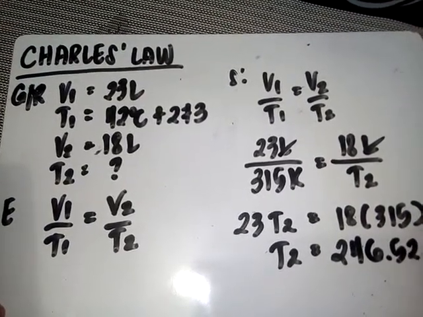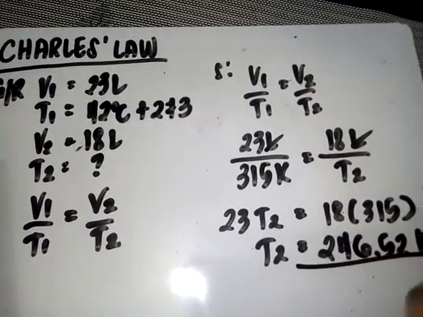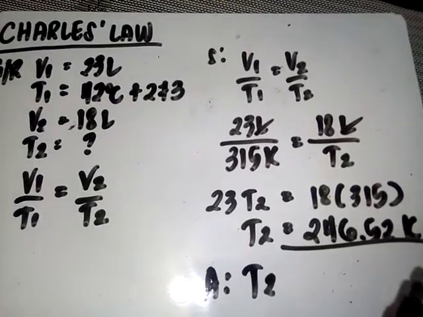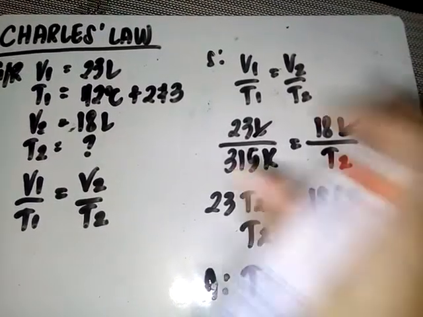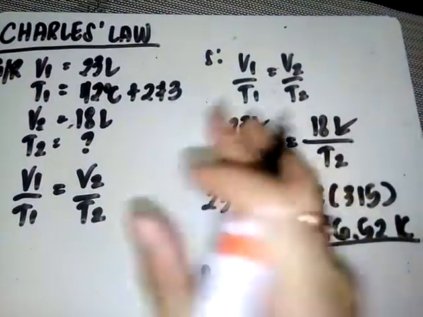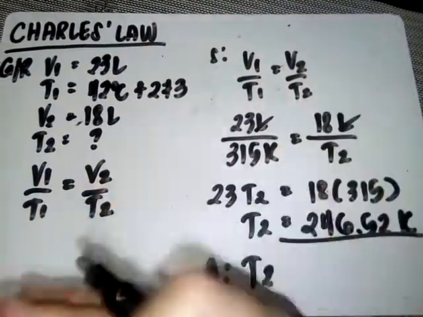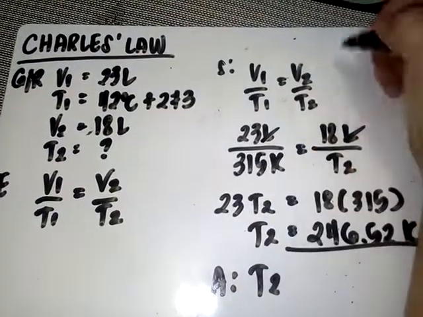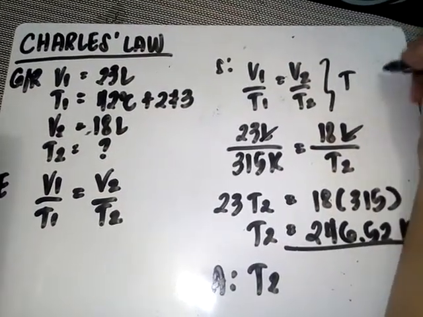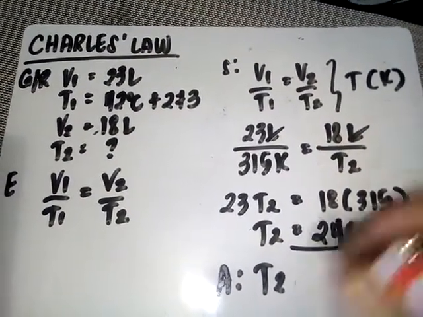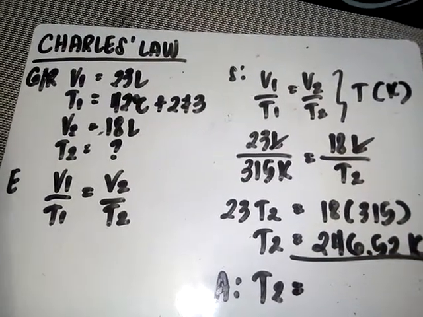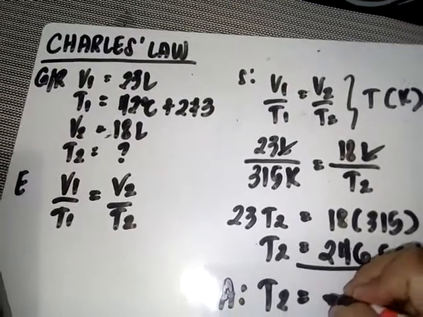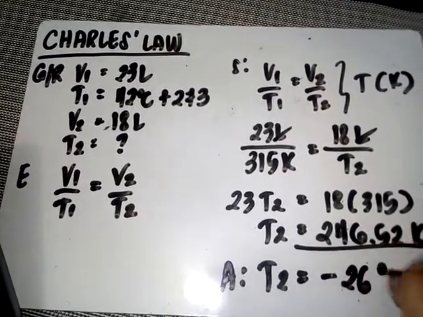So our T2 would be 246.5 Kelvin. However, it's better if we express our answer in degrees Celsius. Again, you only use Kelvin if you are substituting into the equation. But if you are to express temperatures, it could be Celsius, Fahrenheit. But whenever you are using this equation, the temperature should always be in Kelvin. So our T2 would be 246 minus 273. So our temperature will be negative 26 degrees Celsius.